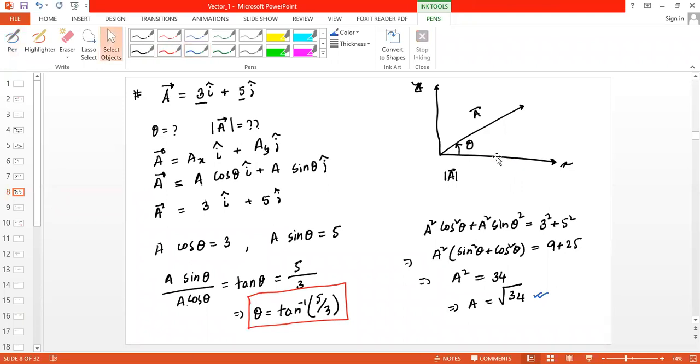So now we can see that if a vector is written in a unit vector notation, from here we can find out magnitude and direction. And also conversely, if the magnitude and angle of a vector is given, using this information, we can also write the vector in unit vector notation. Okay. So now I want to do one more thing.